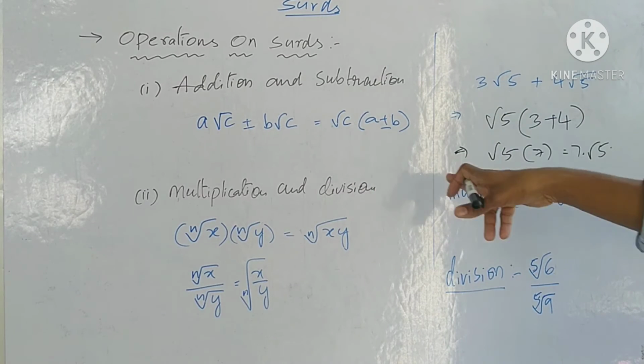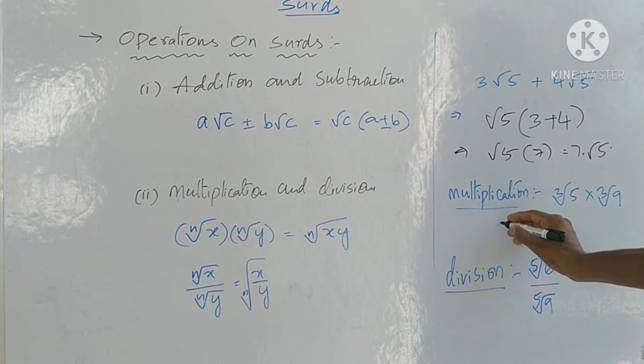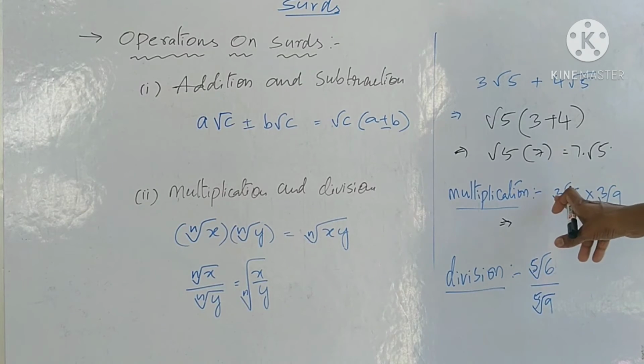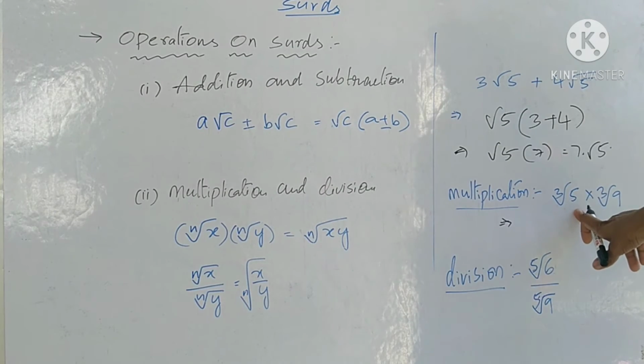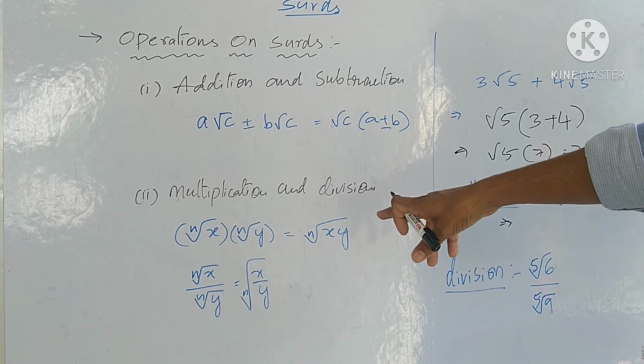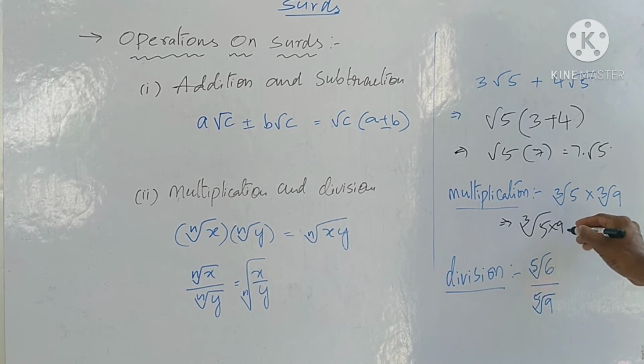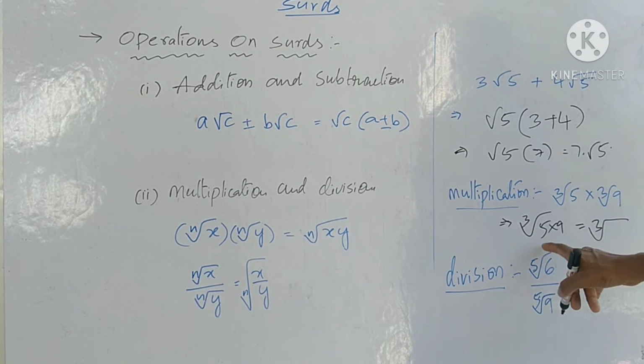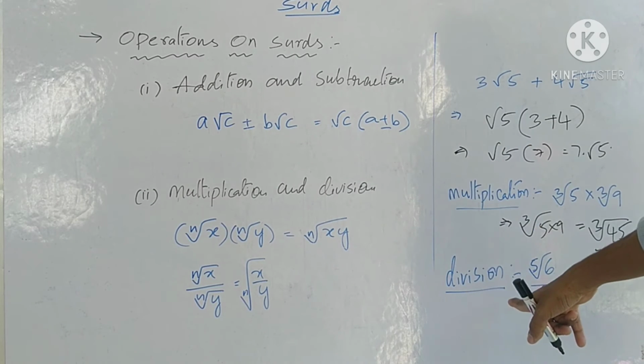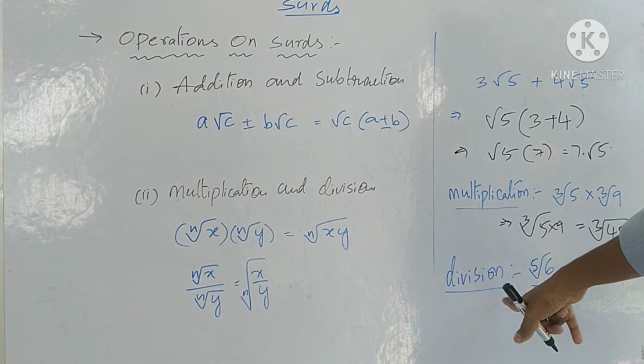Next one, multiplication. This is one example of multiplication. Here nth root means third root, x means 5, and y means 9. So the formula, nth root of x into y, means third root of 5 into 9, which is equal to third root of 45. This is the result. So multiplication is completed, and next one, division.